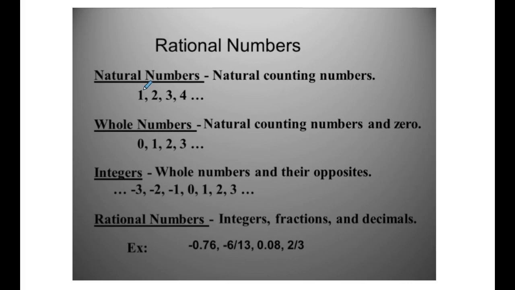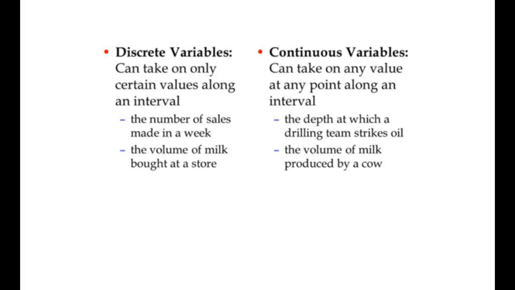So you need to recognize these different subgroups. We're going to use these when trying to come up with domains for certain functions. We also need to discuss the difference between discrete and continuous. Discrete variables can only take on certain values throughout an interval. For example, the number of sales made in a week, the volume of milk bought at a store. A continuous variable could take on any value within that given interval. For instance, the depth at which a drilling team strikes oil, or the volume of milk produced by a cow.